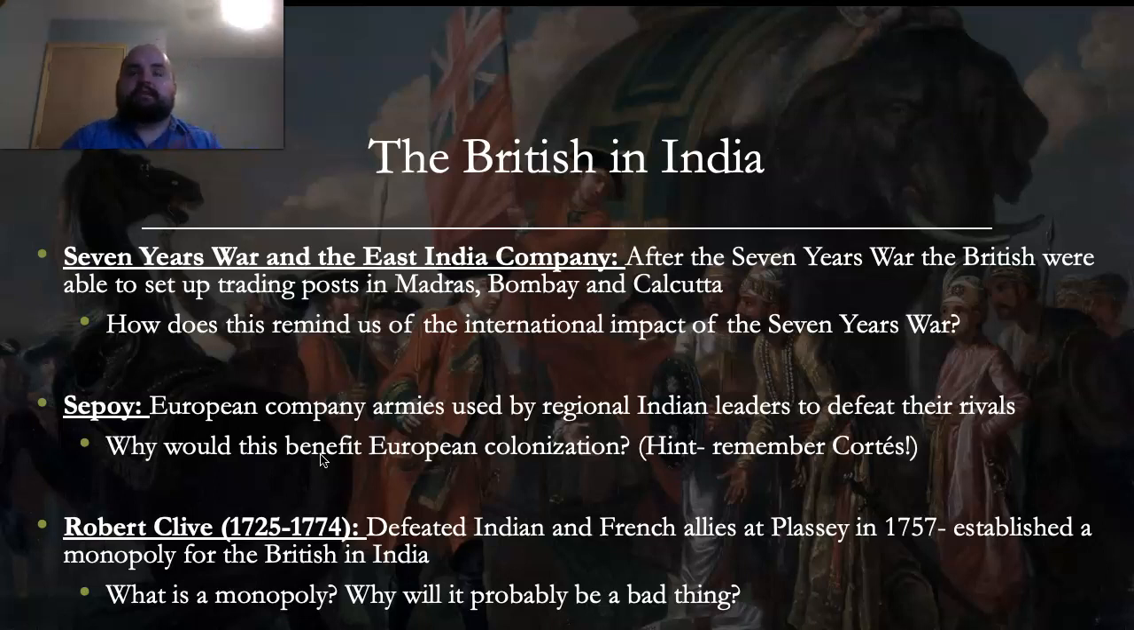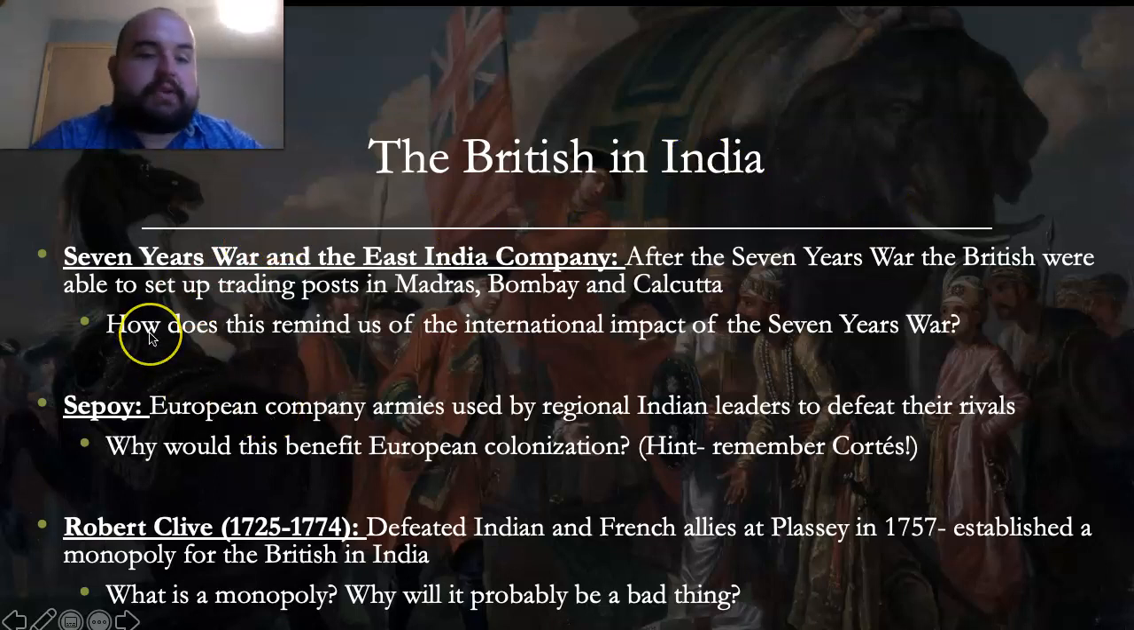One of the first instances of major imperialism and colonization occurred when the British essentially took over India. After the 7 Years' War, the British were allowed to set up trading posts in Madras, Bombay, and Calcutta in India for the first time. Now, how does this again remind us of the international impact of the 7 Years' War? Think back to what happened to France, for example, once this war was over.